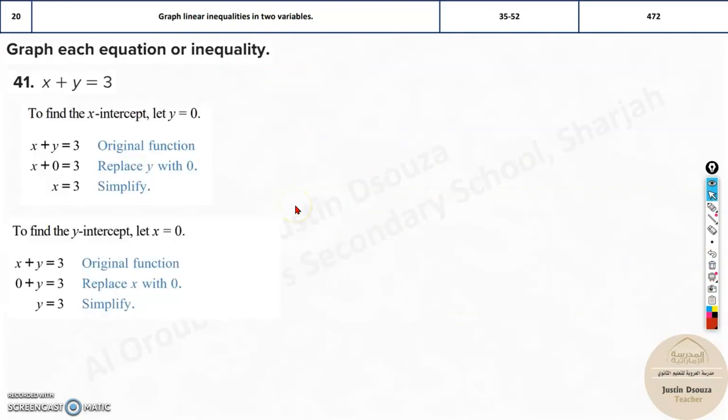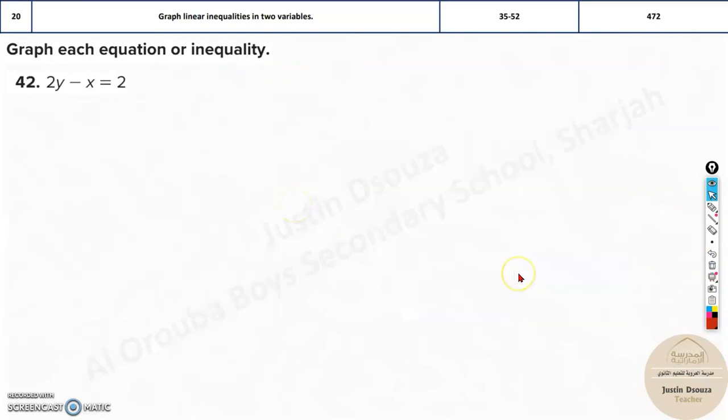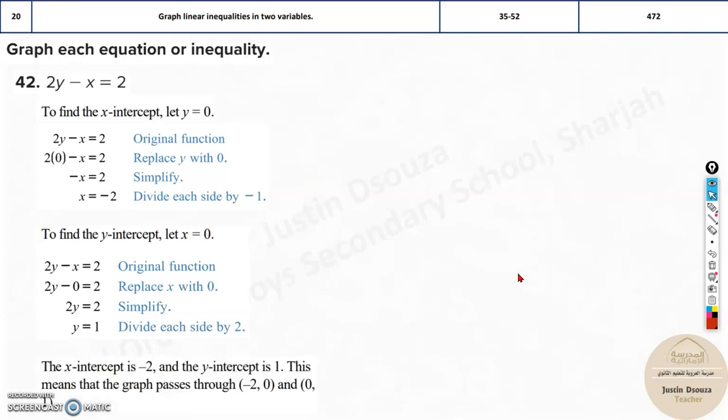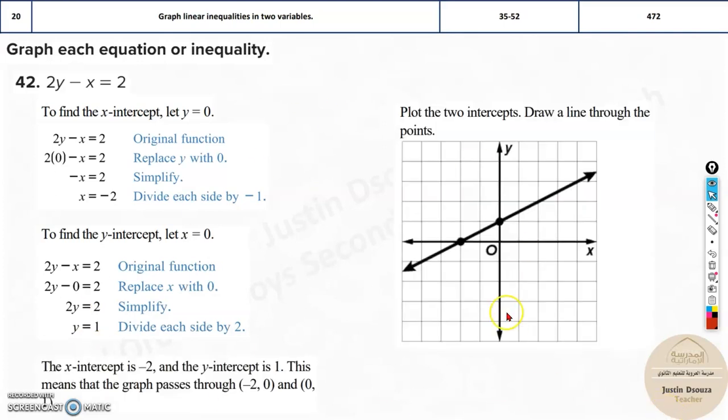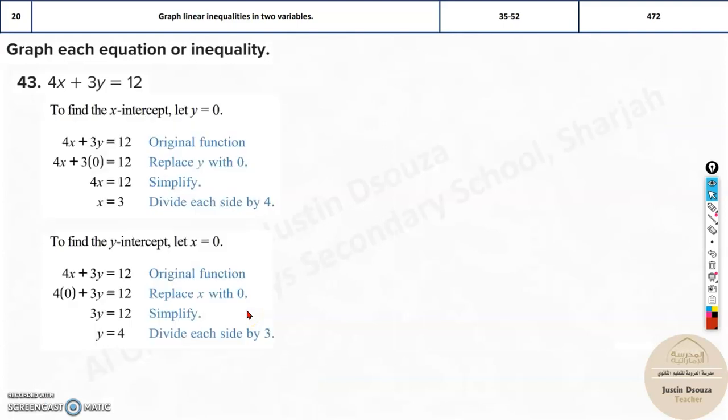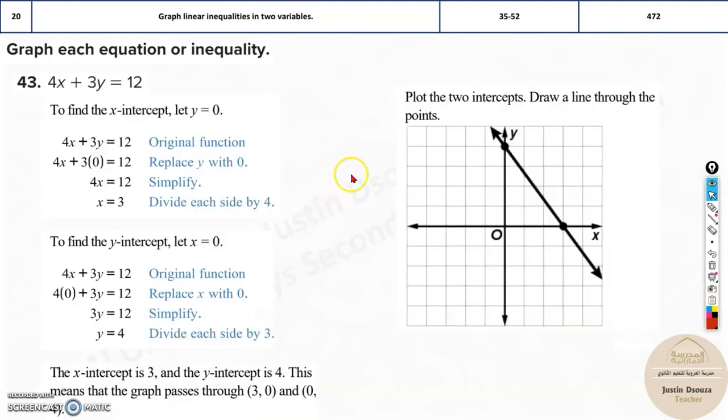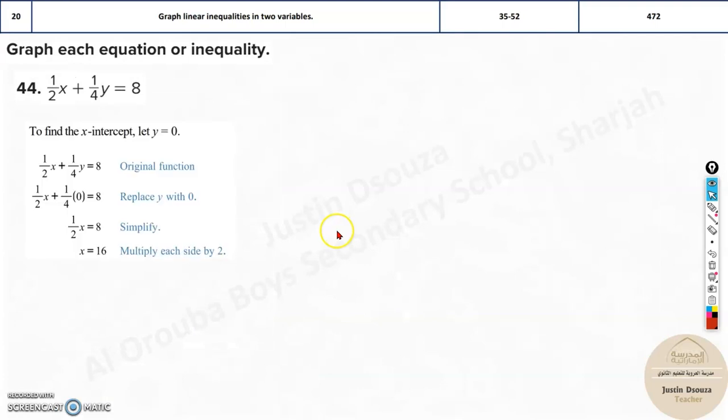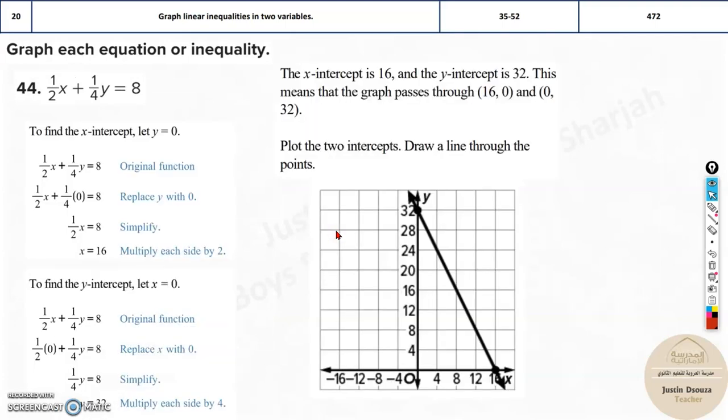Other than that, it's all straightforward. We have already solved most of these. Please make sure you solve it by yourself. All the answers are there. You can pause the video and check the answers if you want. So very, very straightforward. Just that you can use different types of methods, and you'll get it.